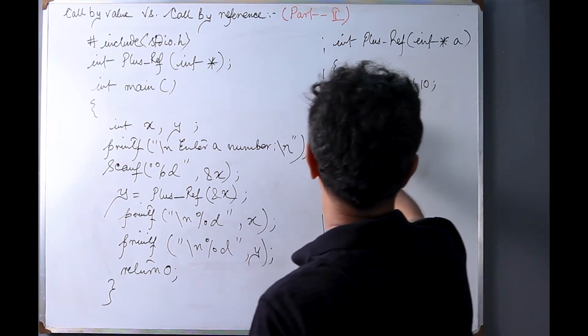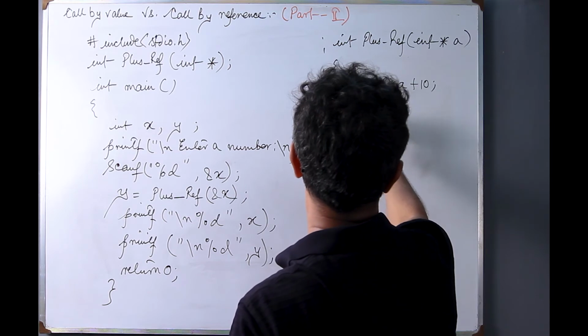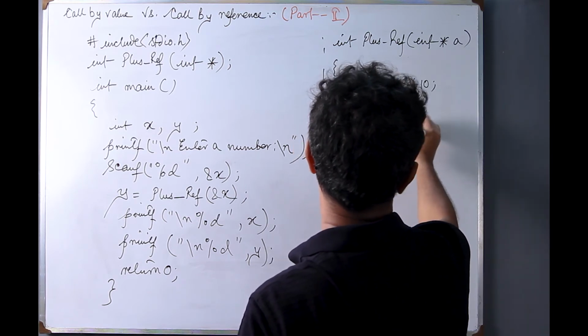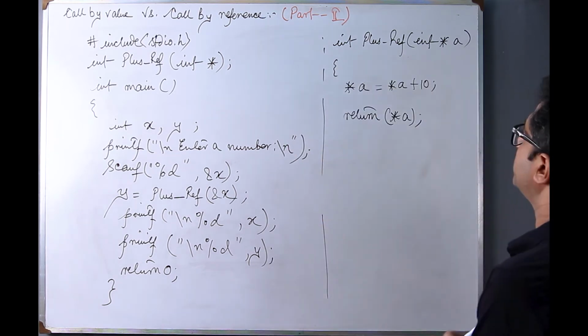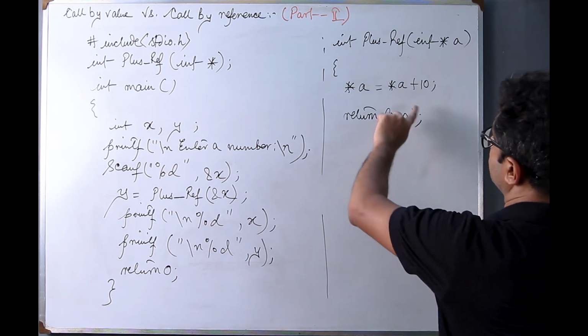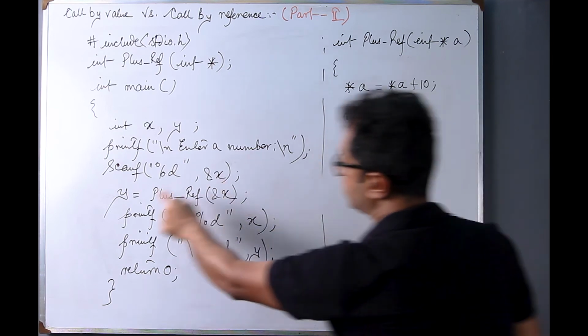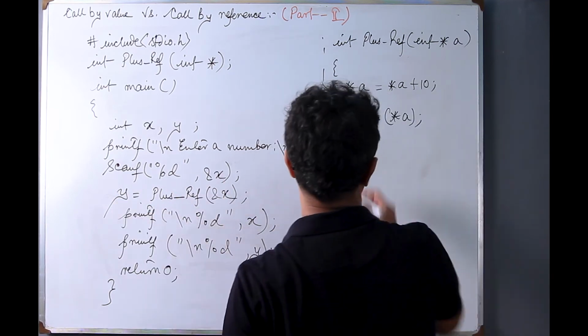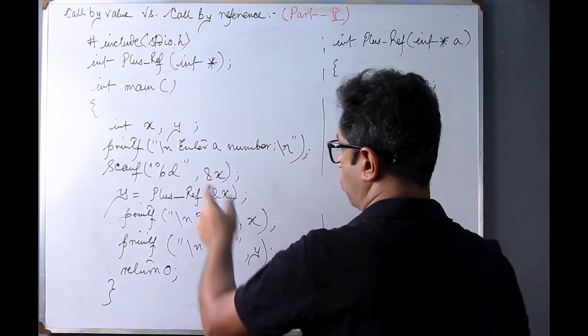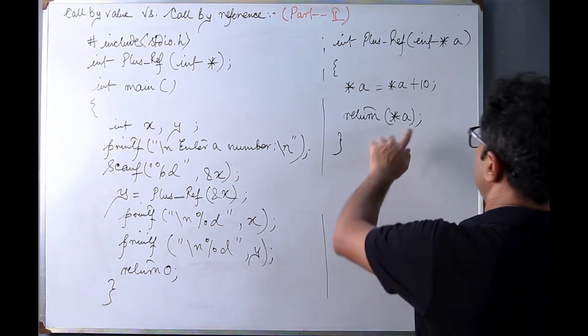Now after that I will go to return *a, so that I am just returning the *a to the calling module, and this *a will be stored in this y variable.